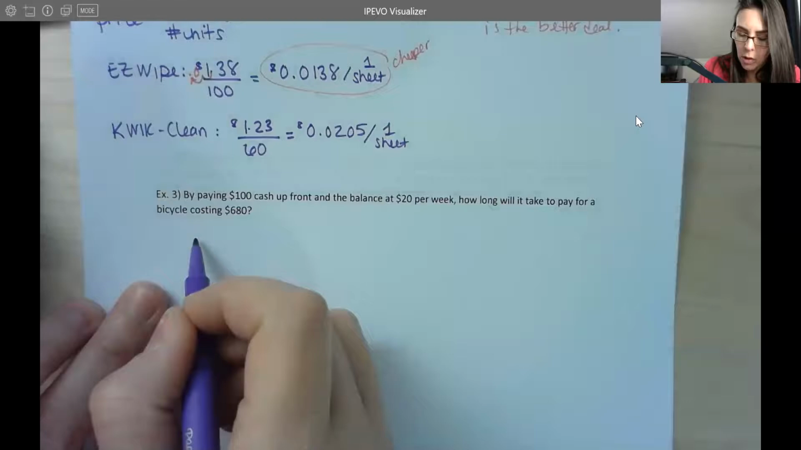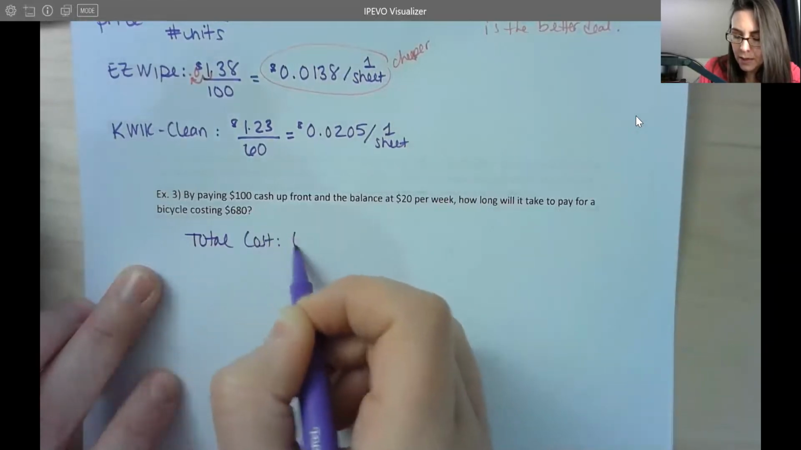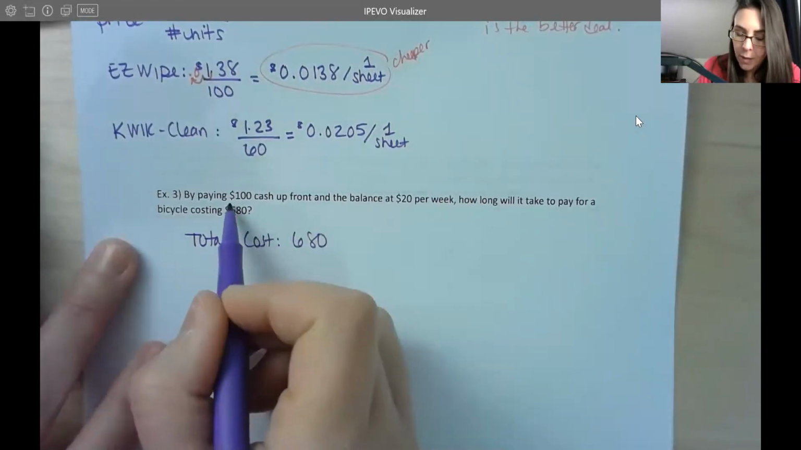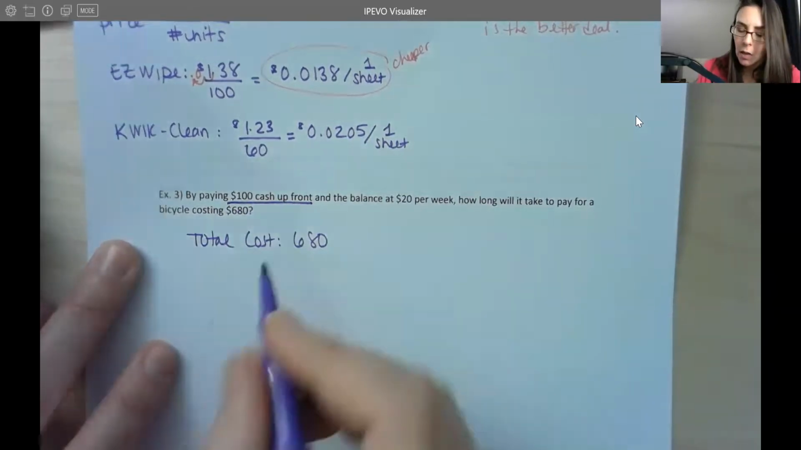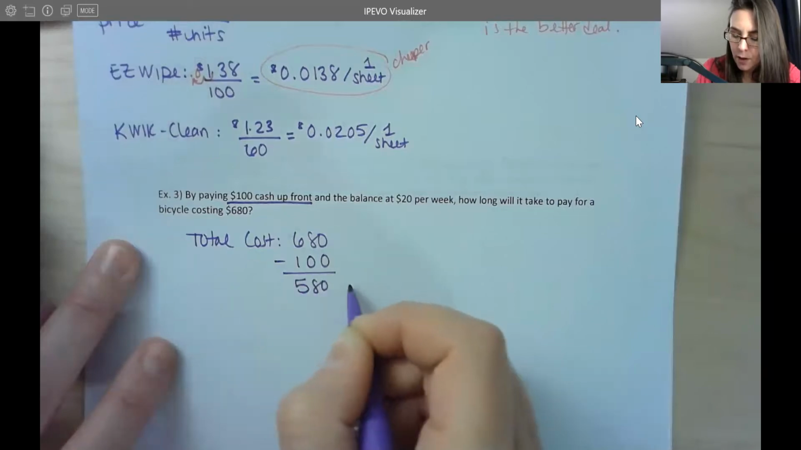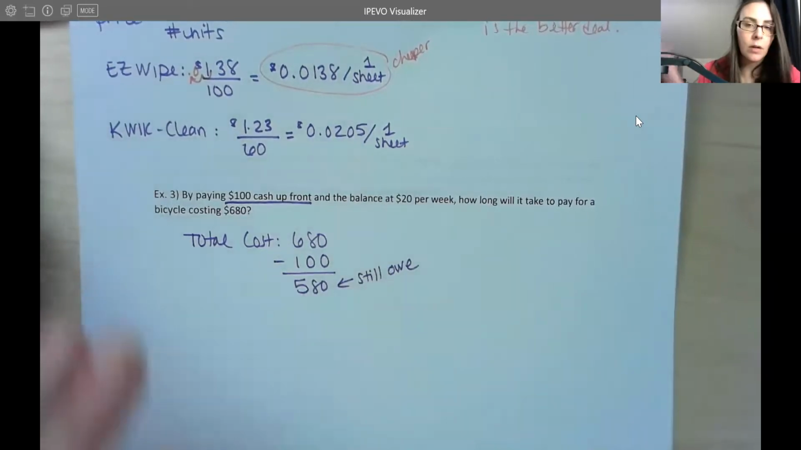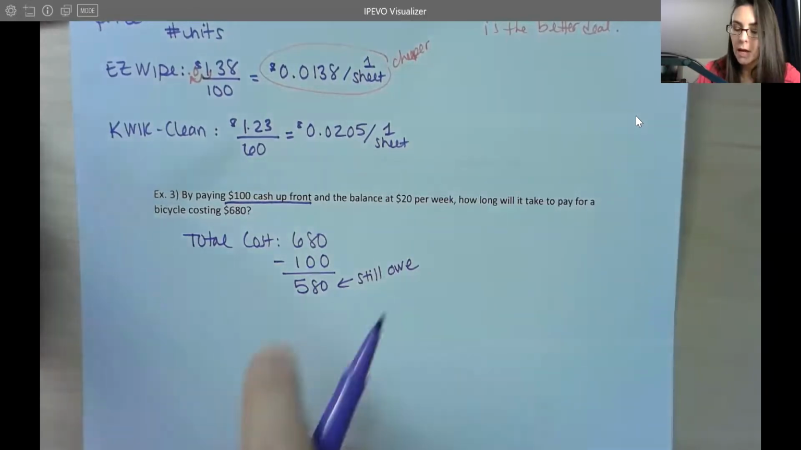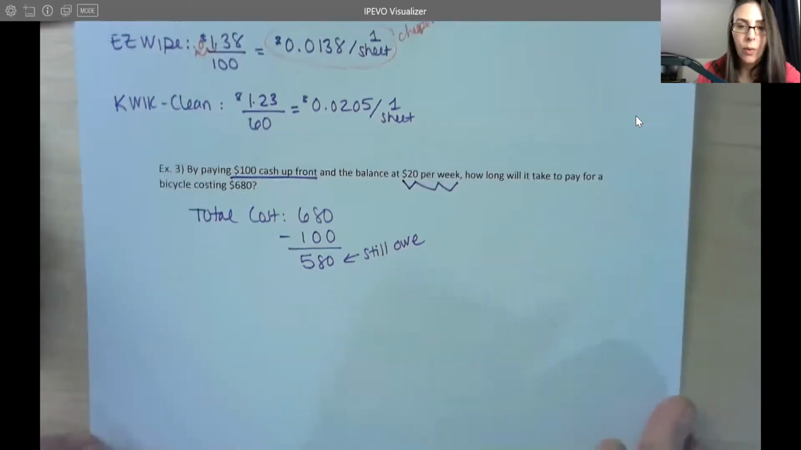So I notice my total cost is $680. And if we pay $100 cash upfront, that means you're going to give them $100 today. So that $100 gets automatically subtracted out. And you still owe the store or the company or the credit card, whatever you're doing, $580. Now you're going to pay it off $20 per week.